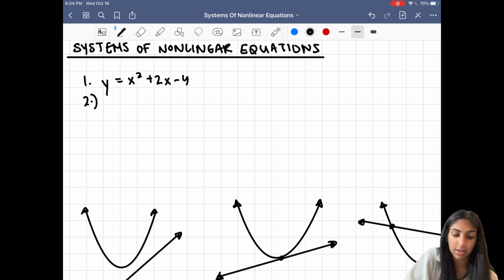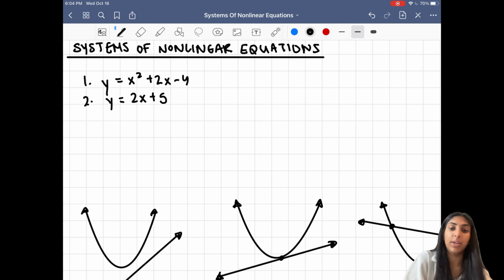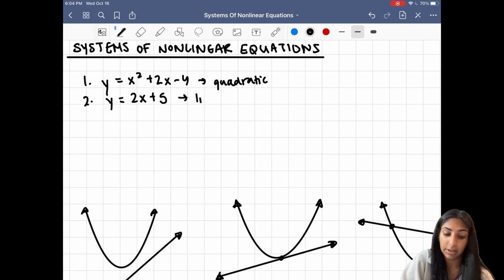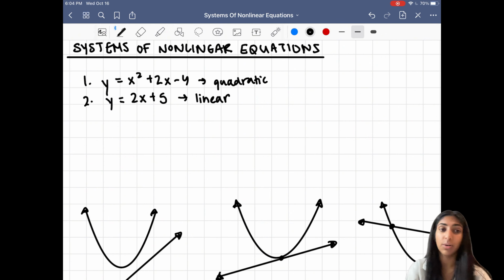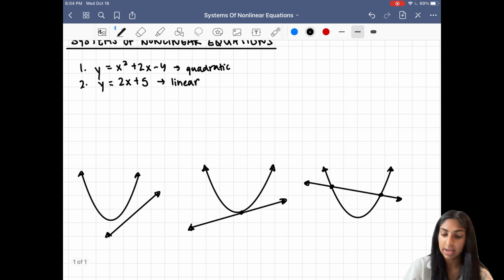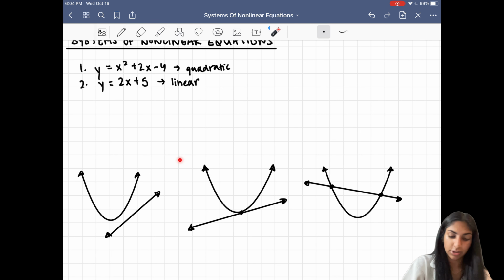second equation is y equals 2x plus 5, we can see that this first equation here is quadratic, and we can see that the second equation here is linear. And so the intersection of a quadratic and a linear equation can have 0, 1, or 2 solutions depending on how the line intersects the parabola. And that's what these three drawings here are showing you.